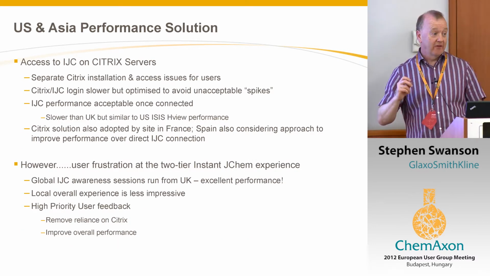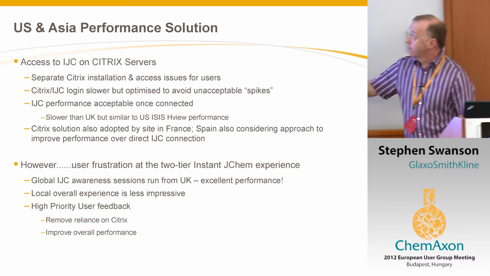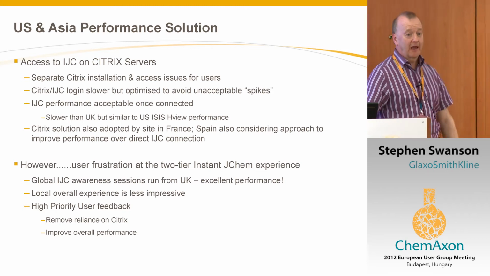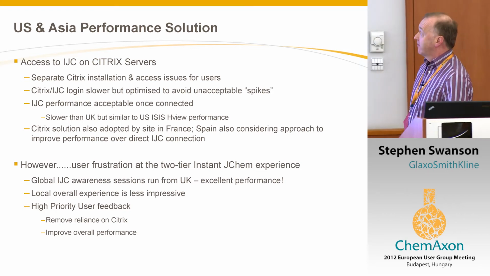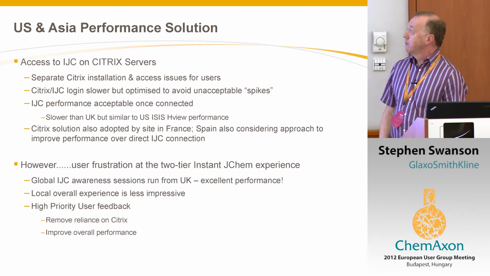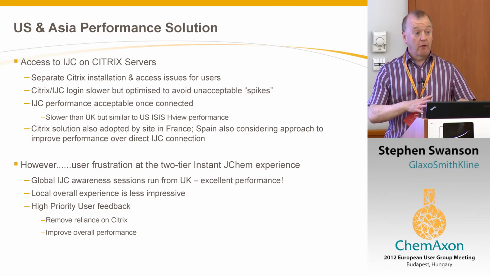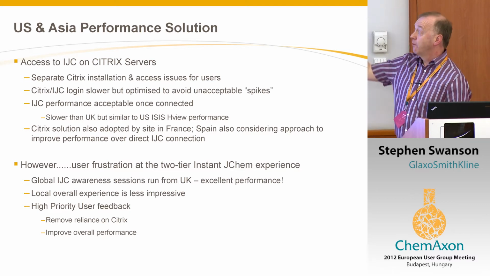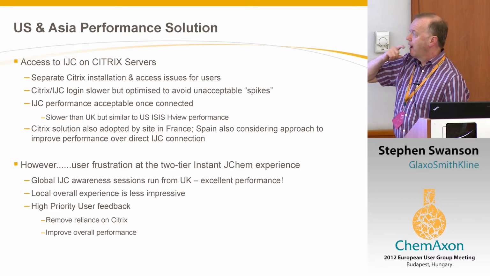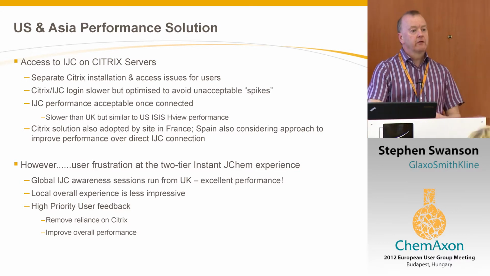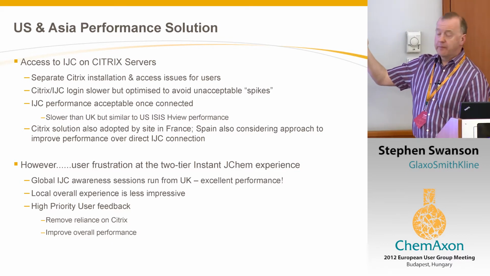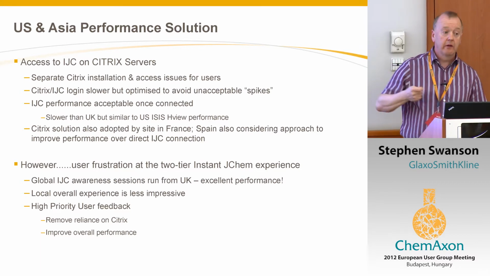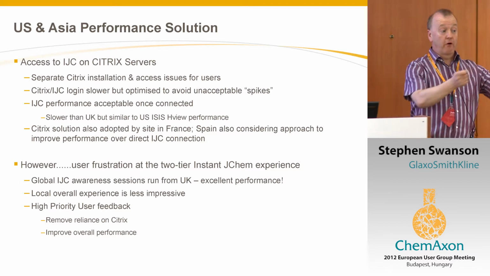So I have no idea what Citrix is. I've heard the word. So the solution to the problem of performance was to load Instant JChem onto Citrix. It was a separate Citrix installation, and Citrix itself caused problems. I've never had to use Citrix at all, so I have no idea what the issues are, but the complaints started coming in about Citrix. However, once you'd fought your way into Instant JChem, then things began to get better. And the performance of Instant JChem in the US was now the same as the performance of ISIS.